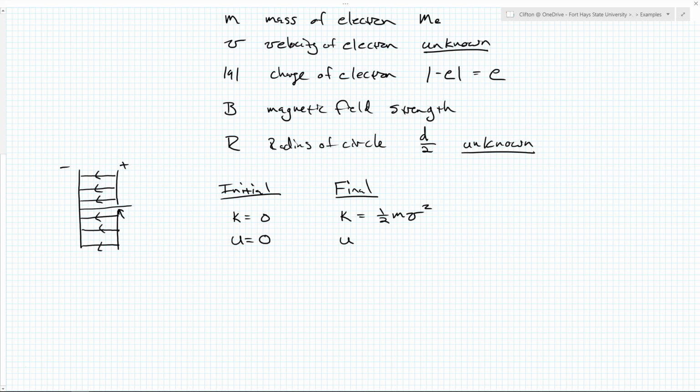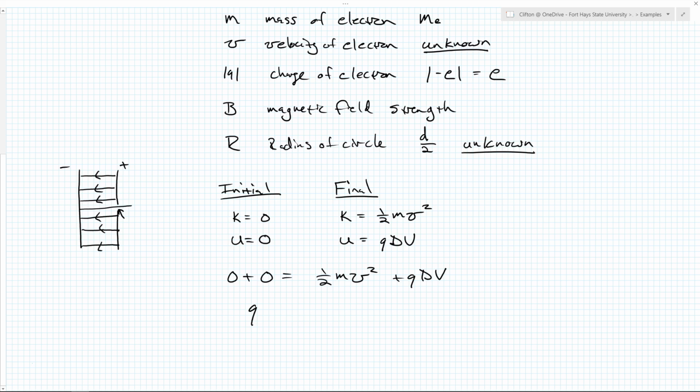It's also going to have some potential energy. This potential energy might be negative, but we do know that the potential energy for a charged particle that travels through some change in electric potential is going to be Q delta V. All right, so the change in potential energy is equal to the change in electric potential times the charge. So now we can write down our conservation of energy equation, which is 0 plus 0 is equal to 1/2 mv squared plus Q delta V.